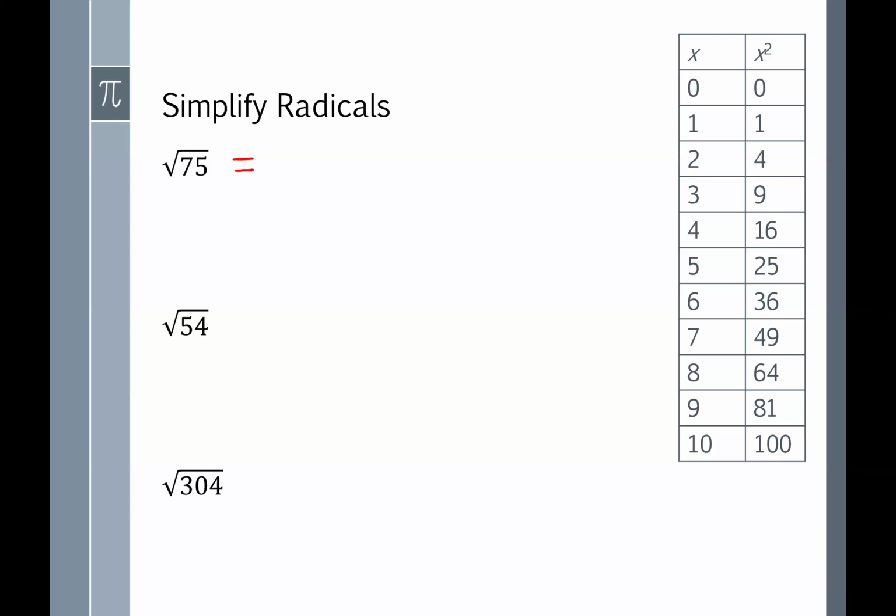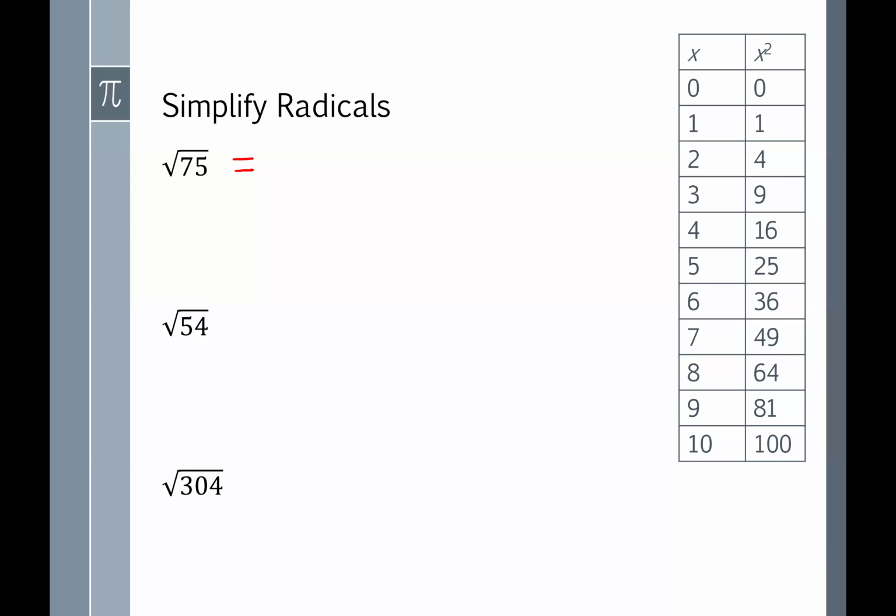What you do to simplify a radical is you look at what's called the radicand. The radicand is the thing underneath the radical symbol. So in the first case, the radicand is 75. And you think to yourself, does 75 have a perfect square factor? Look at these perfect square factors, that is the second column. Will any of those divide into 75? 25, because 75 is 25 times 3.